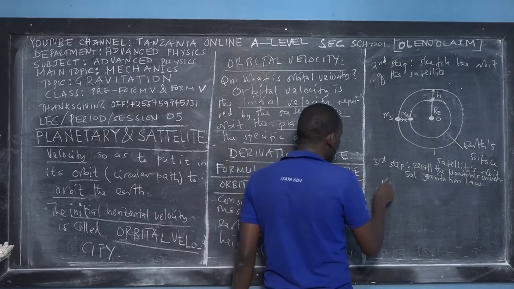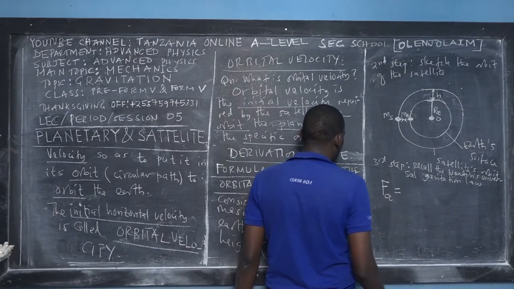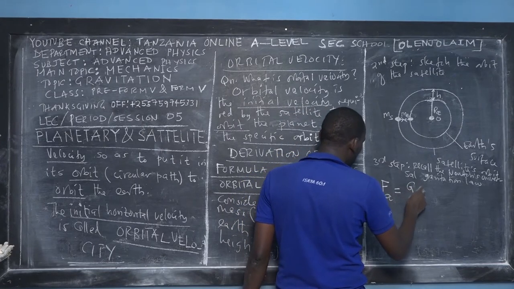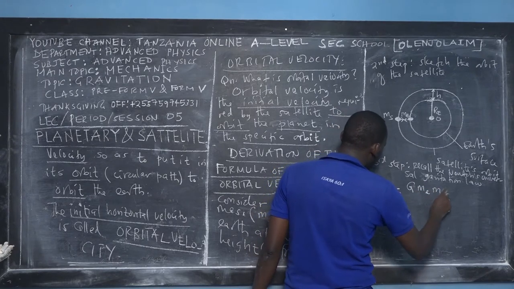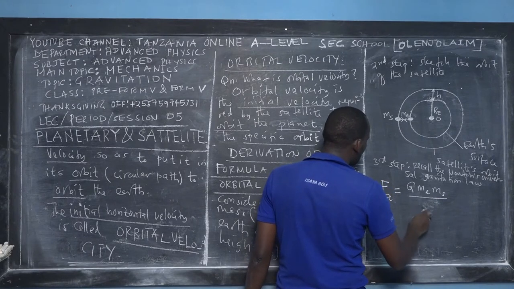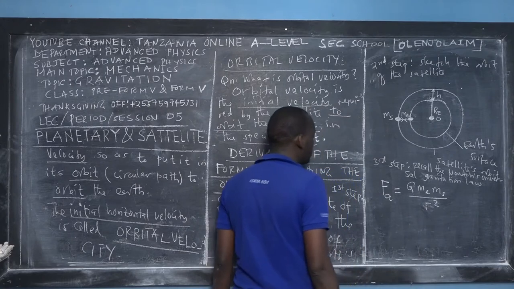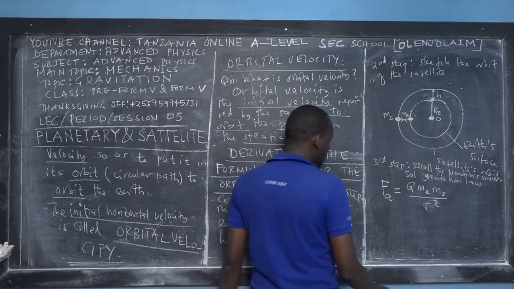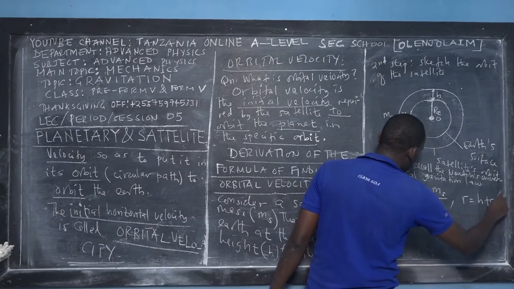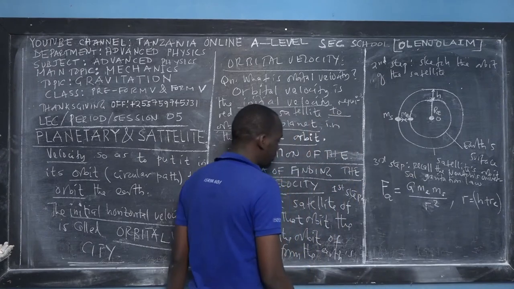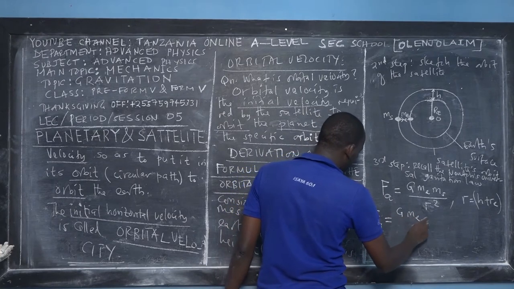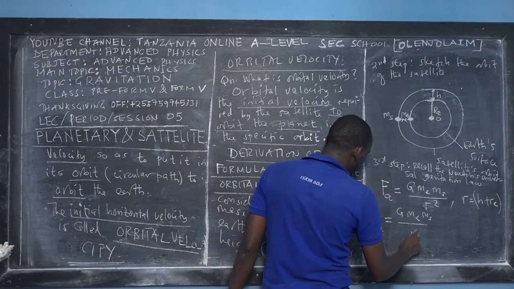According to this law, the force of attraction between the Earth and the satellite is given as the universal gravitational constant G multiplied by the mass of the Earth multiplied by the mass of the satellite, inversely proportional to the mean distance, or radius, R squared. In this case, this radius is equal to H plus the radius of the Earth. You agree? So the force of attraction is G times mass of the Earth, mass of the satellite, over the square of the radius.